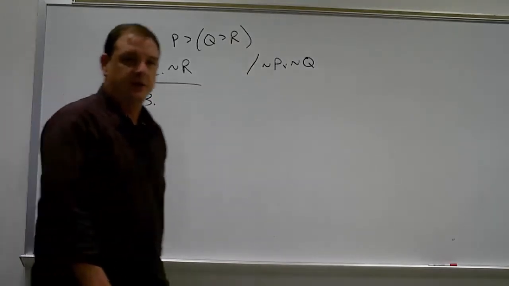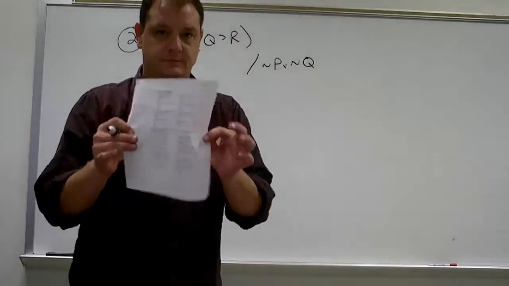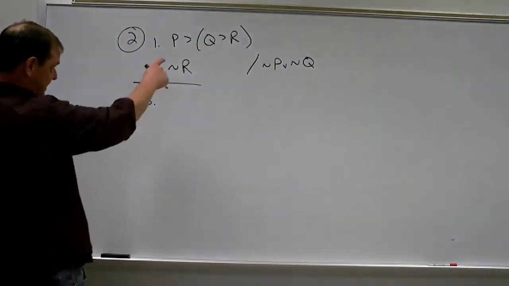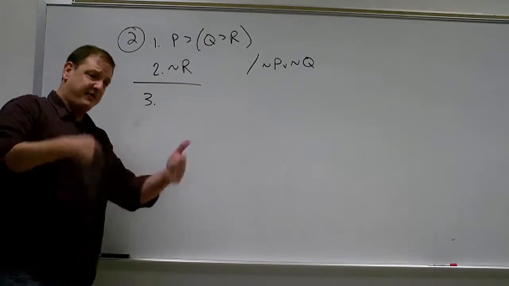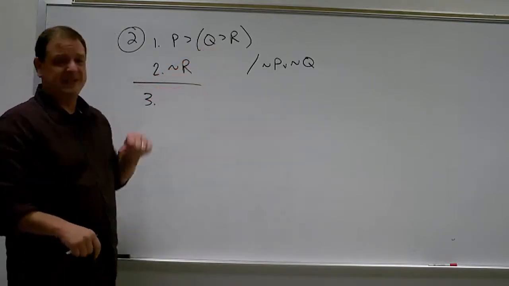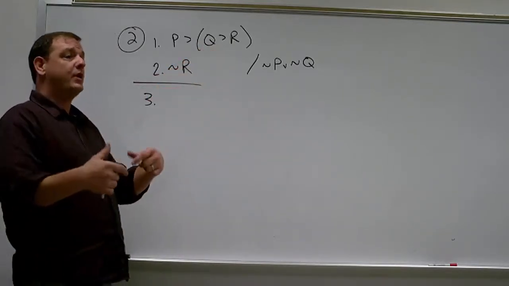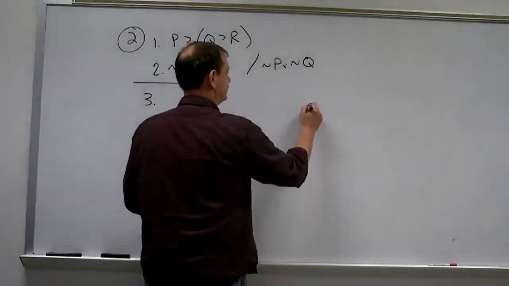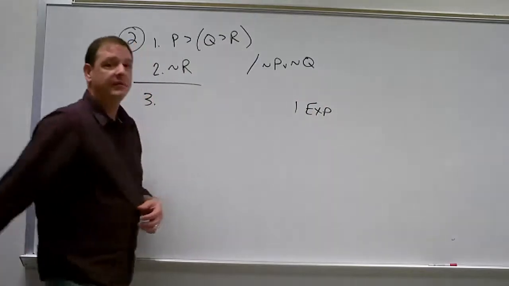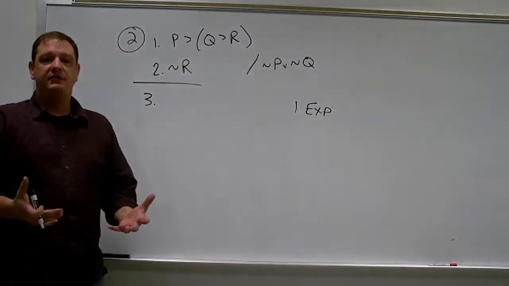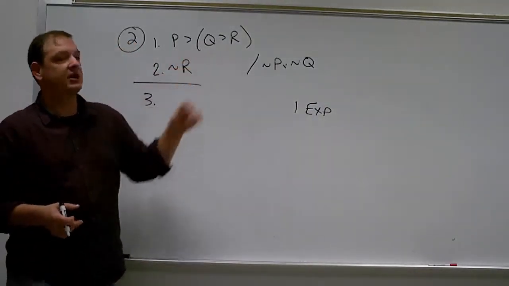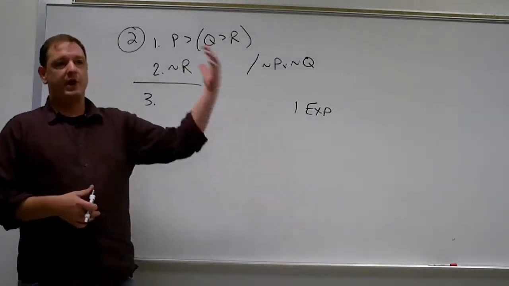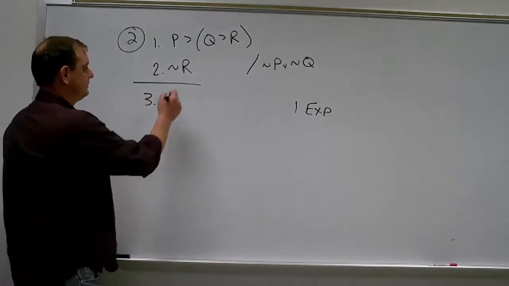If you take a look at your sheet, exportation has a rule that looks just like this. Rather, half of the rule looks exactly like that. So what we can do is use these rules of replacement, in this case exportation, from line 1 to derive what? If you look at the sheet, you'll see this statement here on the left-hand side. And so we can replace it with what's on the right-hand side.